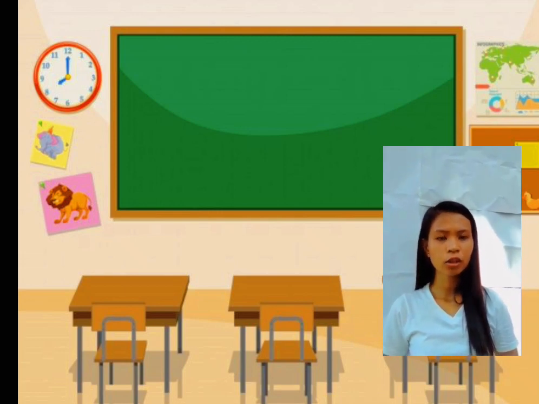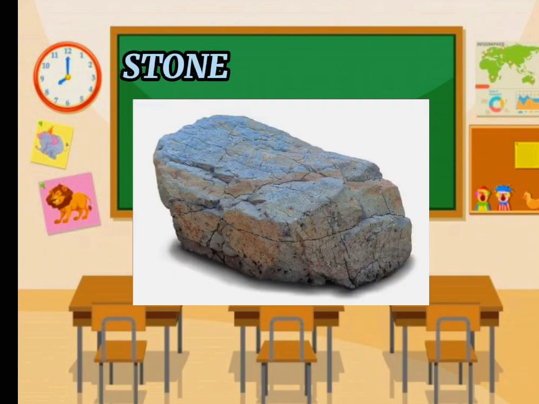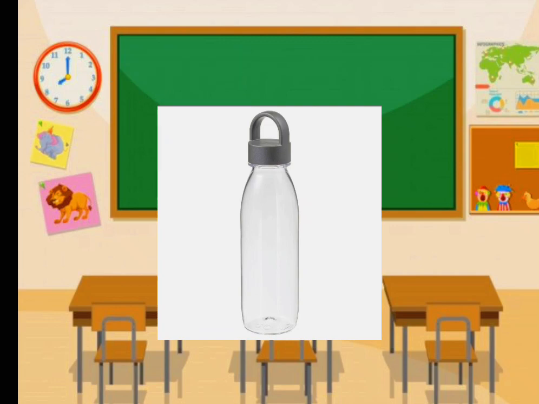They do not fall into any cycle of birth, growth, or death. They are created and destroyed by external forces. Here are some examples of non-living things: stone, pen, bottle, and book.